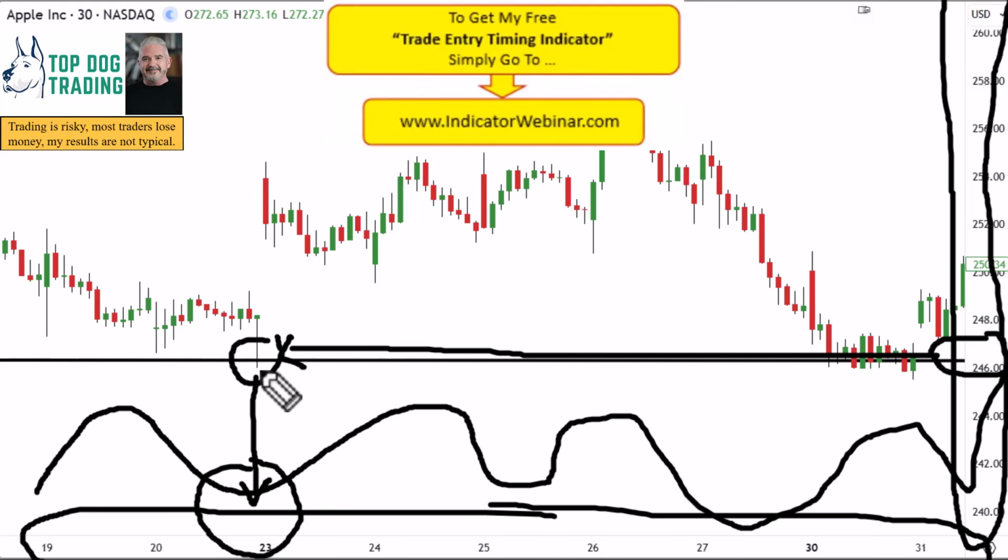But the market timing indicator comes with a one-video tutorial on how to trade it. I never give away the indicator without the tutorial because it's not intuitive. It's not obvious how to trade it. There's a couple of little nuances. Not difficult, but you have to be shown.